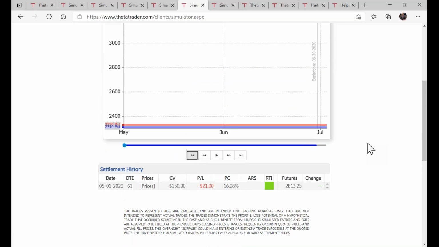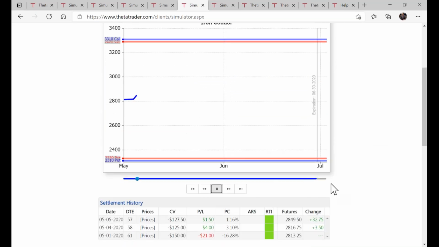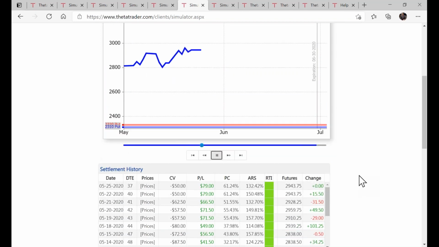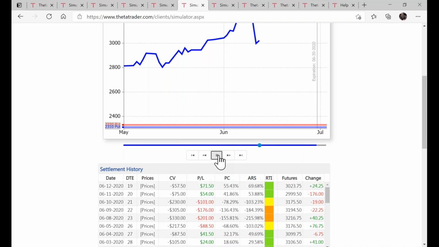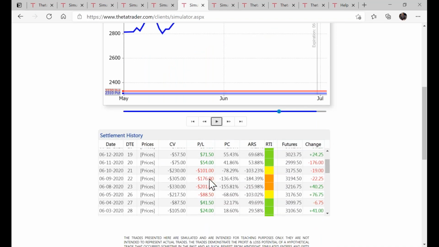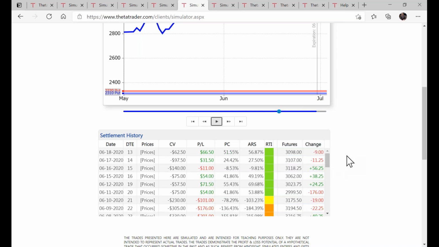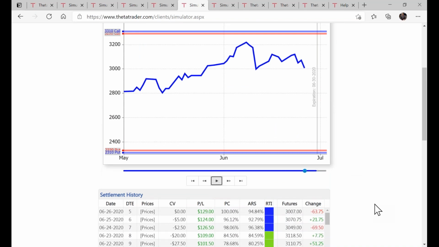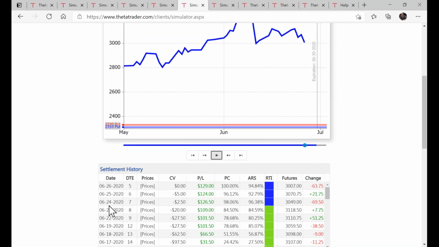I'll look for another one here. People like these simulations, so I picked another one. Here's a condor. You notice here it got elevated, started losing money, but still the algorithm says don't do anything. And here you go. You took profits with 7 days left.